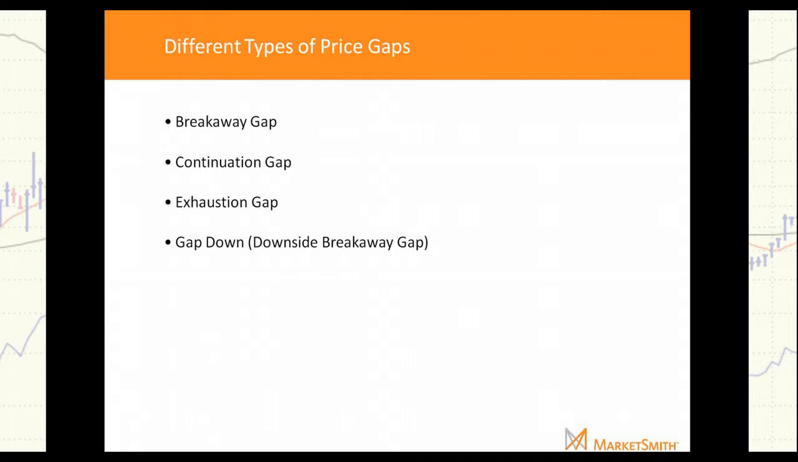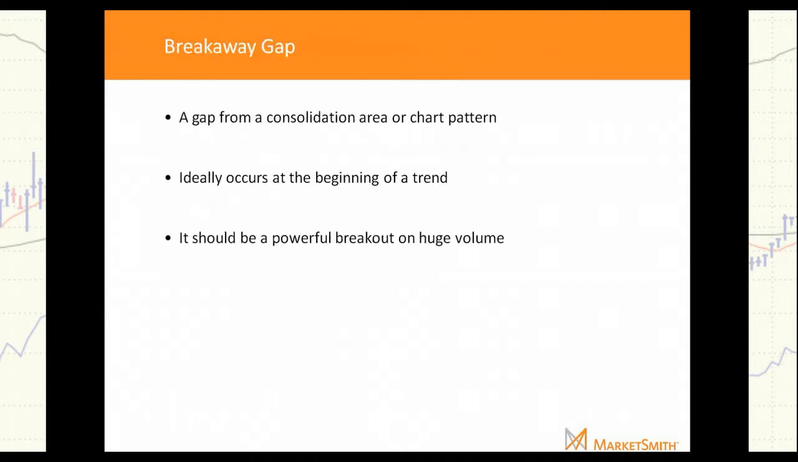Now I added a fourth one here, which is the gap down. And really all this is, it's a breakaway gap to the downside, right? It's gapping out of a consolidation to the downside. The reason I put this in here is because, you know what, we're all going to get caught in these gap downs from time to time. You have to know what you're doing, and really you're out immediately. No questions asked. I'll show you some examples. Now, let's start off with the breakaway gap, because this is the one that you really want to start getting comfortable with.